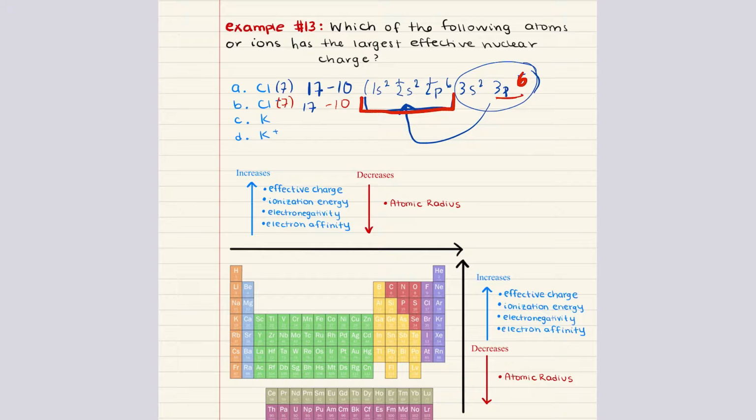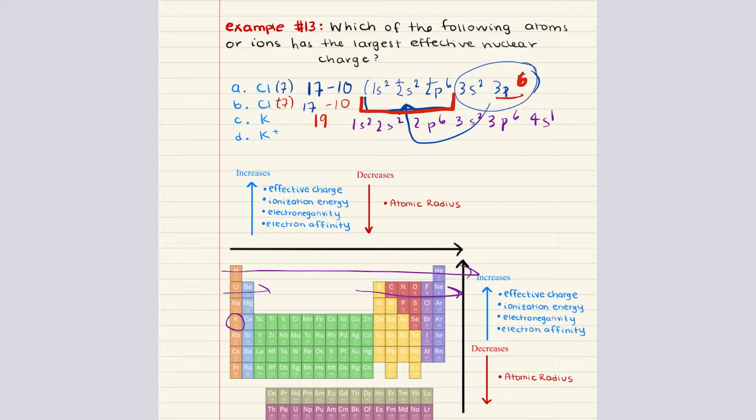For C, we have the potassium atom. The potassium atom has an atomic number of 19, and the electron configuration for potassium is going to be 1s2, 2s2, 2p6, 3s2, 3p6, 4s1. Potassium's right here. We're just reading it straight off of the periodic table. We covered that in chapter 1.